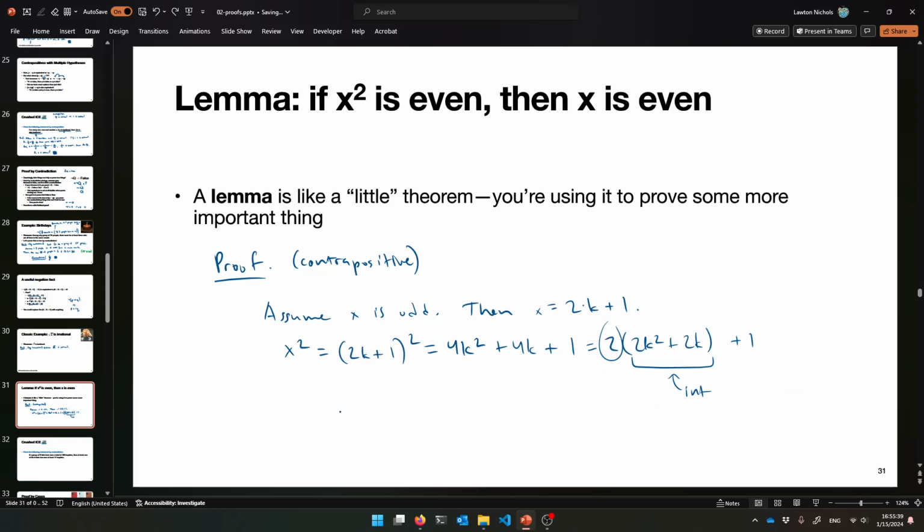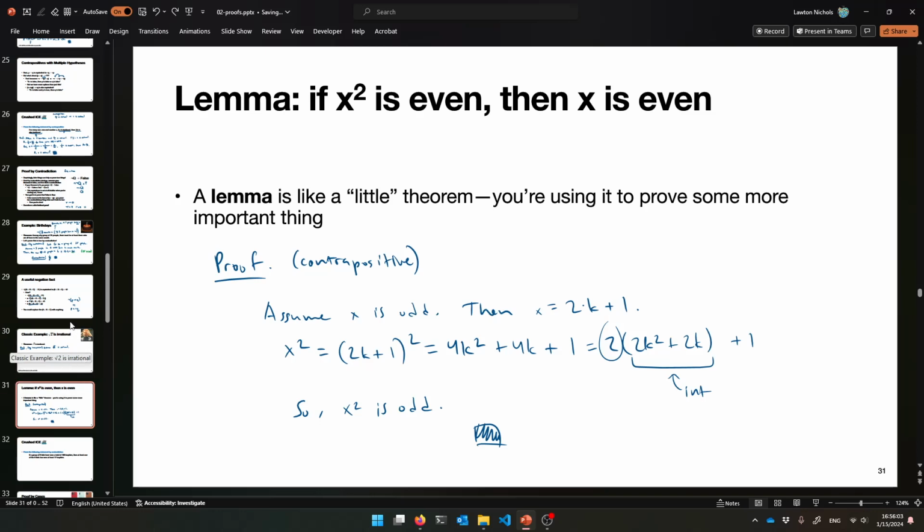See that? So x squared is odd. QED. Mic drop. So that's our lemma: if x squared is even, then x is even. We did it by contrapositive. We did, if x is odd, then x squared is odd. But we've just proven this. All right, so that's fun.